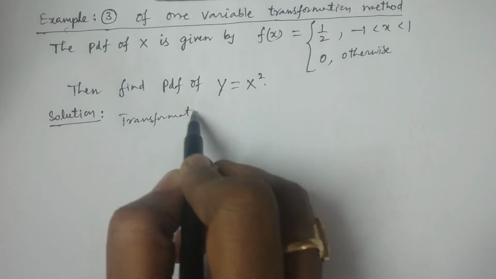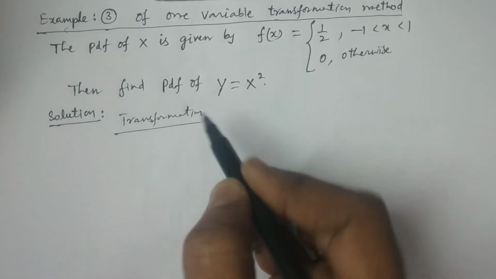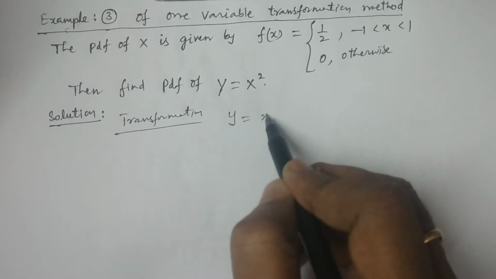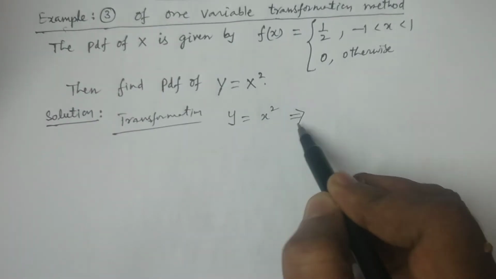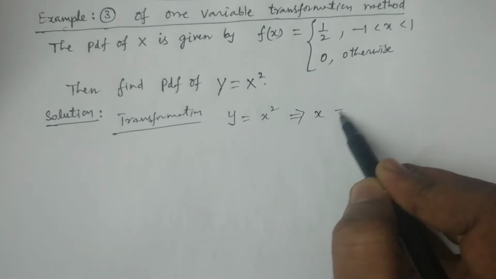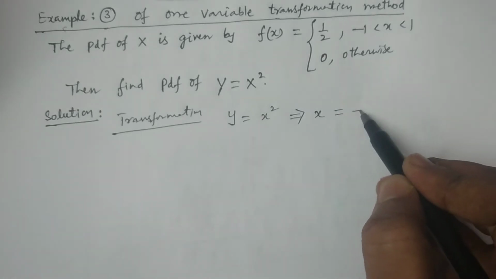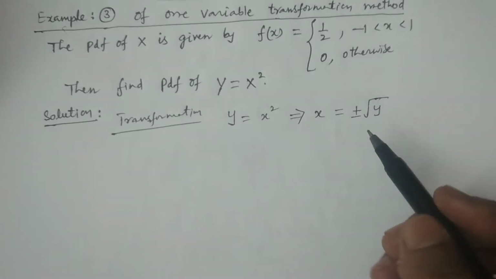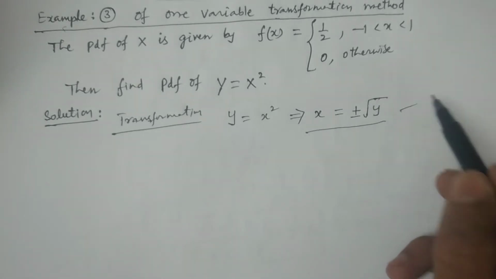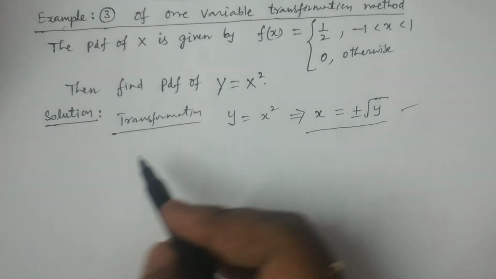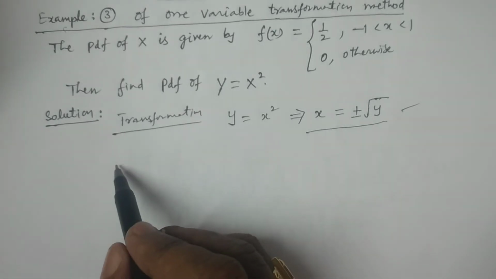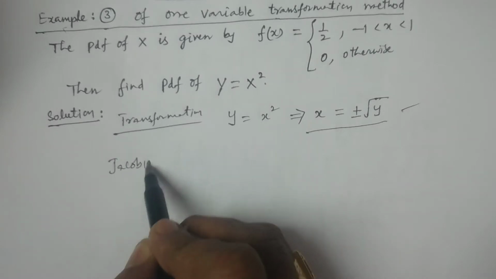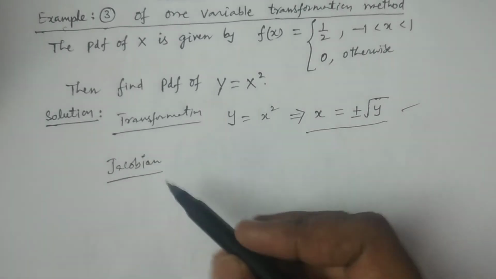So how to calculate the transformation? You consider the relation y = x square, which implies x = plus or minus root y. This is the transformation. It was calculated, right? It's very simple to calculate. And then now we have to calculate the Jacobian. Immediately after that, you have to calculate the Jacobian.